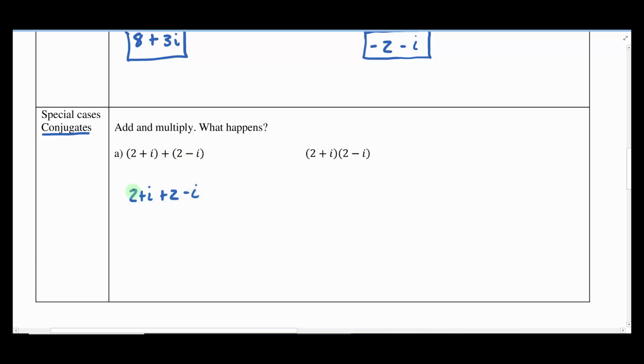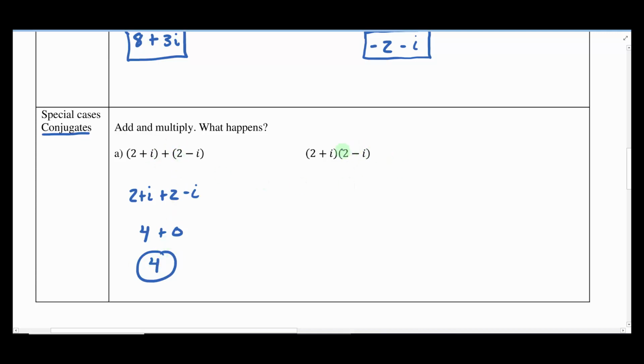And then we're going to combine like terms. 2 and 2 become 4. And then we have positive i and negative i, and when I add those together, we get 0. So we have 4 plus 0, which is 4. So I added two complex numbers together and got a regular number, a real number. That's one of the cool things with conjugates: conjugates essentially provide us a path from the complex number back to a real number.